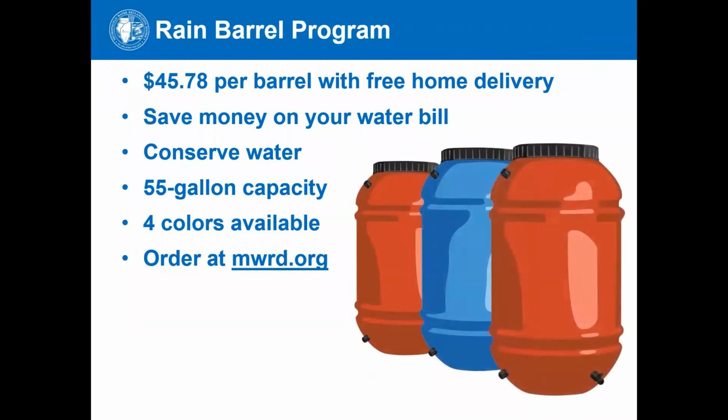And then the rain barrel program we have, the district actually offers these at cost and will deliver them to the residents of Cook County. These can be ordered online on the district website, and they're easy to install. They come with all of the hardware you need and include spigots and mosquito nets so that they don't become a vector or a breeding ground for anything that shouldn't be in there.